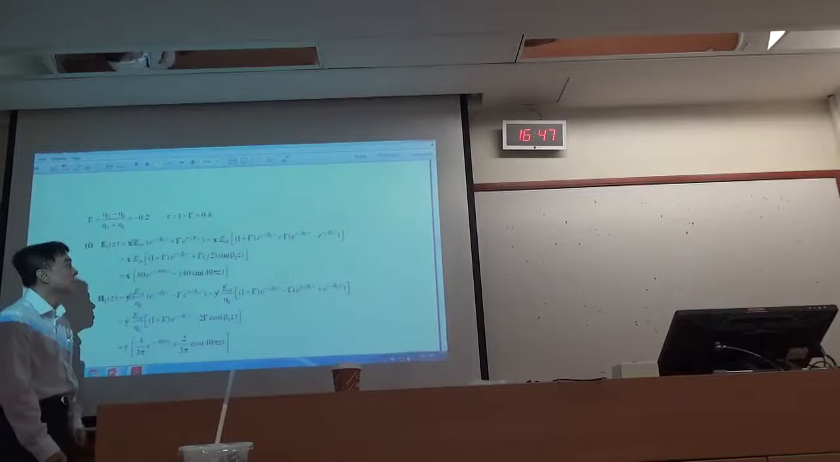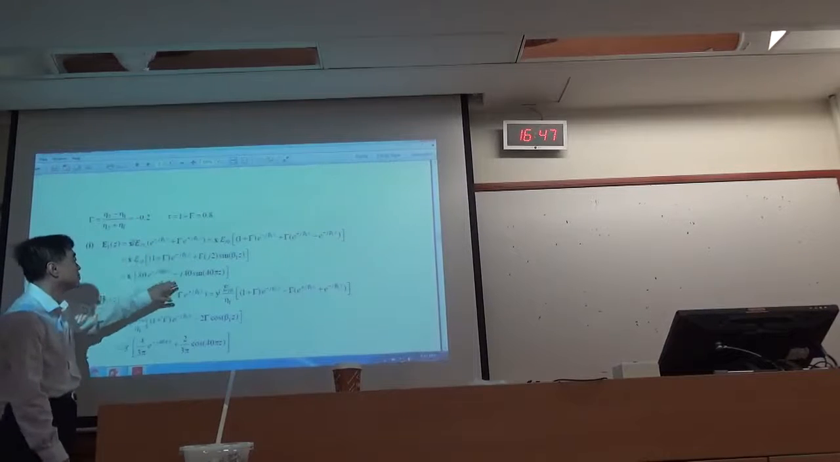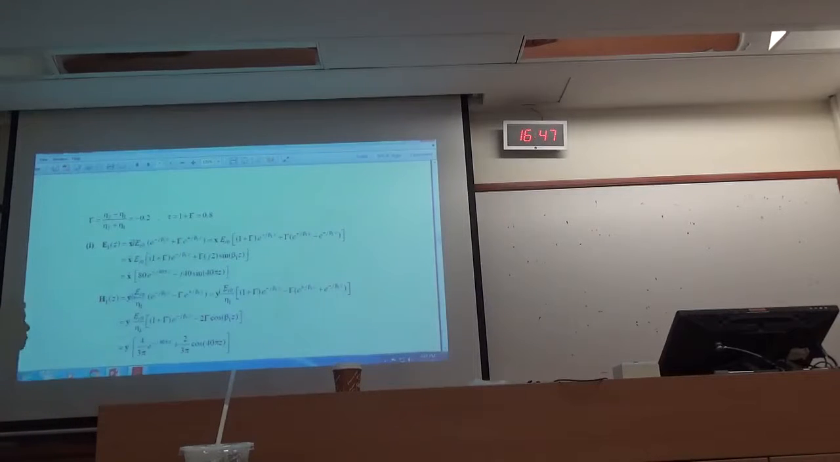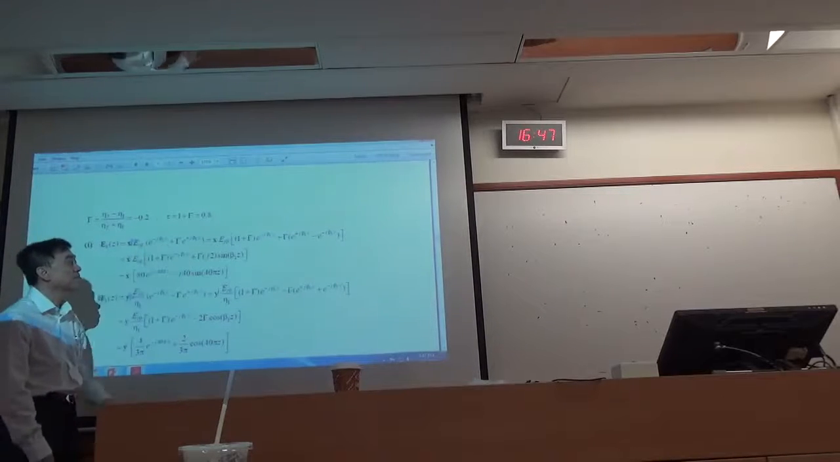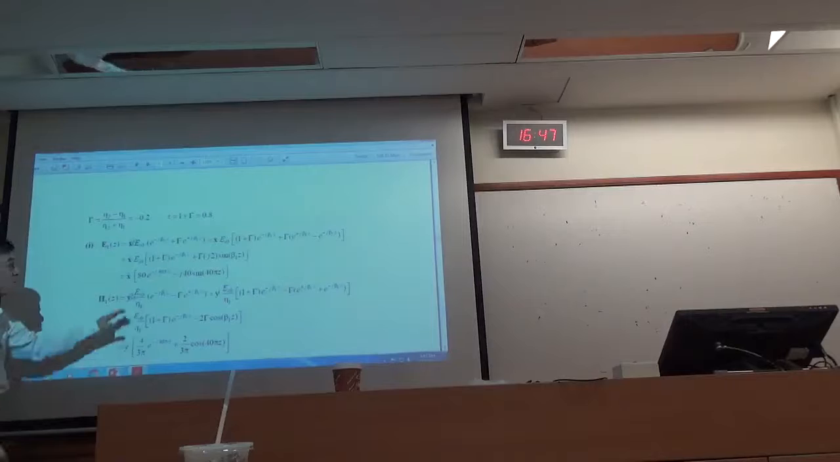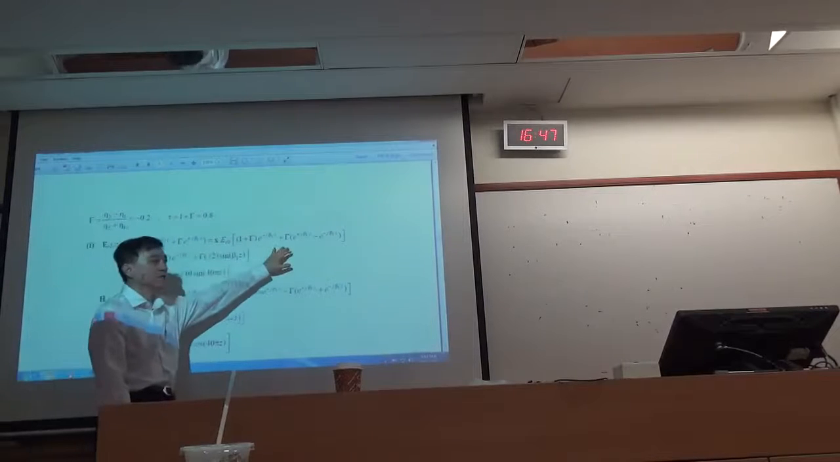Now, why is this one written in this way? Now, you see, this is 1 plus gamma. Why is it written in this way?